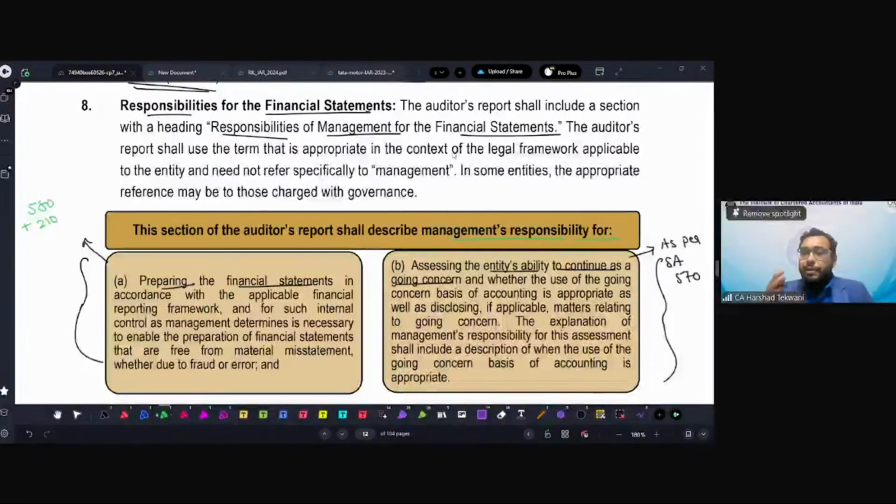On the basis of that confirmation, now we are putting it in the audit report. Once we receive that confirmation, only then do we go and put in our audit report that management has confirmed this responsibility. That's why we are mentioning in our audit report that this is the management's responsibility. So we specify that this is the management's responsibility: preparing the financial statements and the going concern assessment. Okay, so this is something we mentioned. Let's go back to the audit report and see.